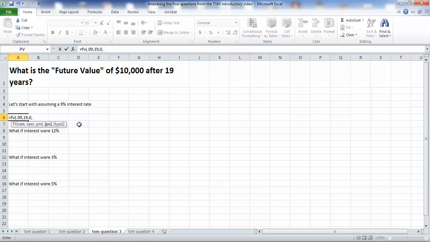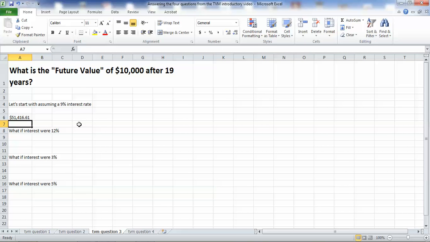Our present value goes in as a negative number, 10,000, and we can just close our parenthesis, and it will assume that we got paid at the end of the period, and that says it is worth $51,000. So if you put away $10,000 now and you wait 19 years and you're able to earn 9% interest, and you just let it sit in the bank or in the investment vehicle that you've chosen, it will be worth $51,000 after 19 years. What would happen if the interest rate were 12%?